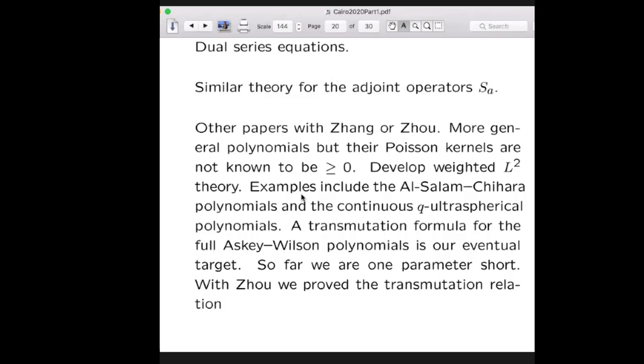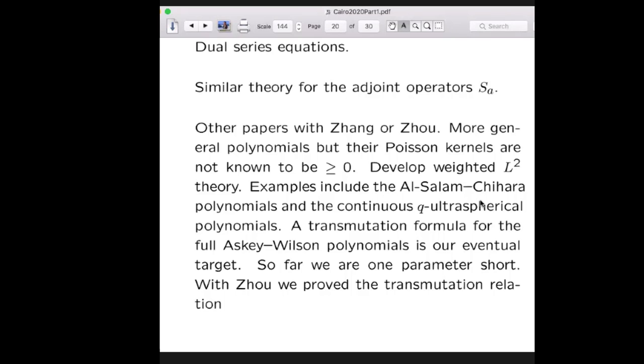We couldn't determine the positivity, and we asked George Gasper, who is a real expert in positivity results, and he had no idea how to prove the positivity of these. He said he thought about this on and off, and he cannot do anything. So the question of positivity of the Poisson kernels is a very hard one and is not known.